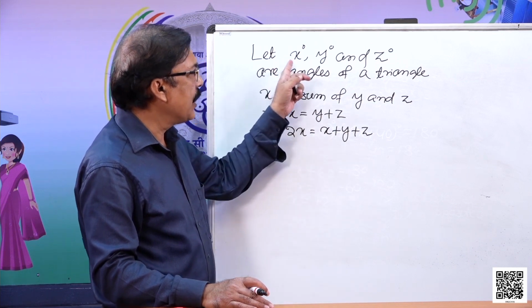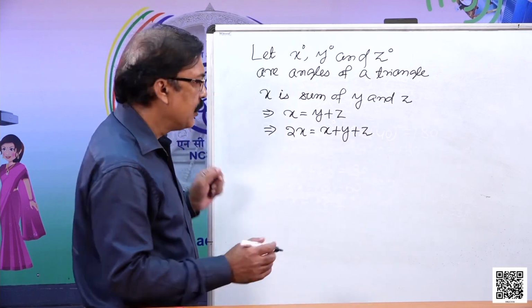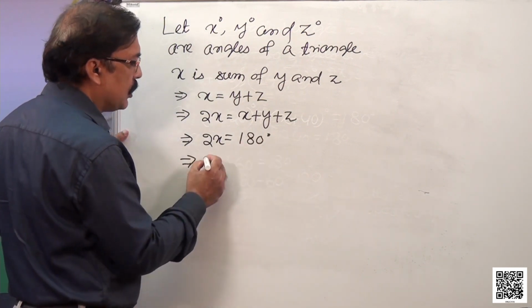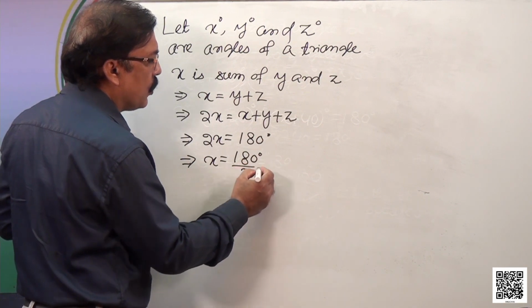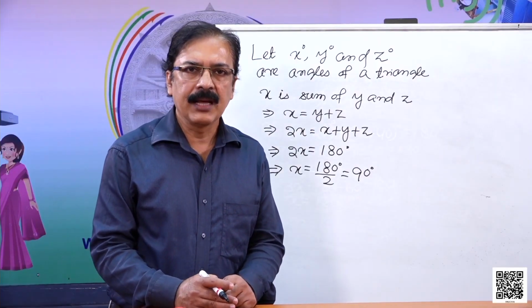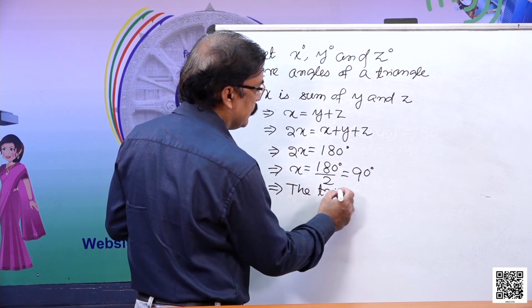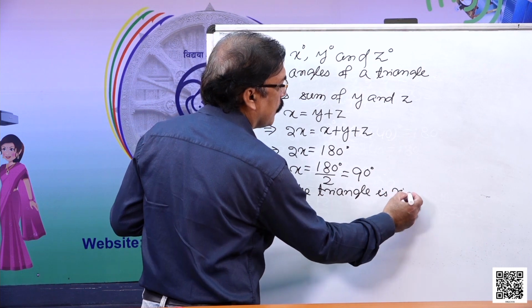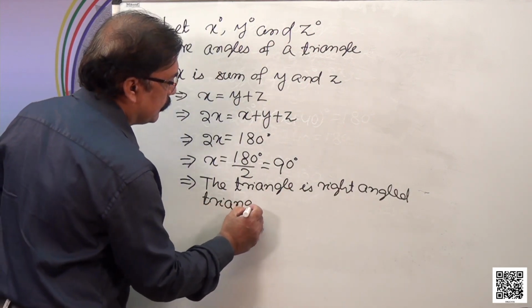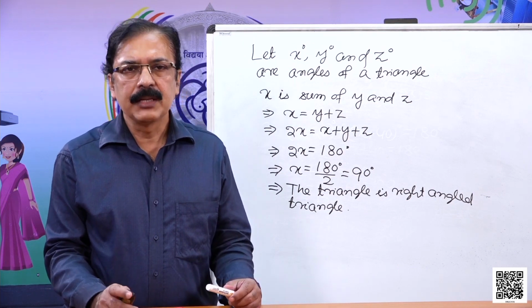Now what are these x, y, z? x, y, z are angles of a triangle. So sum of x, y and z is 180 degree. So we can write that 2x is equal to 180 degree. And this shows that x is equal to 180 degree by 2, that is 90 degree. If one angle of the triangle is 90 degree, we can say that it is a right angle triangle. This implies the triangle is a right angled triangle. So by this angle sum property, we can solve this.